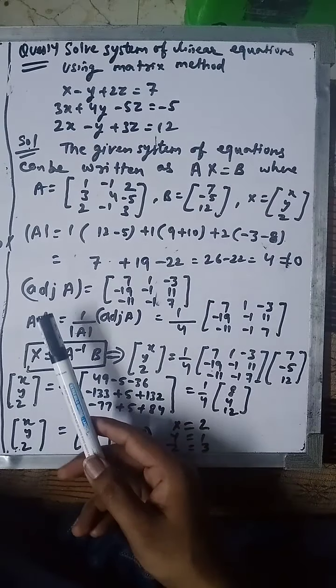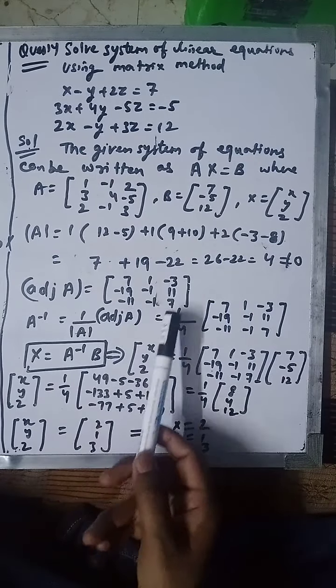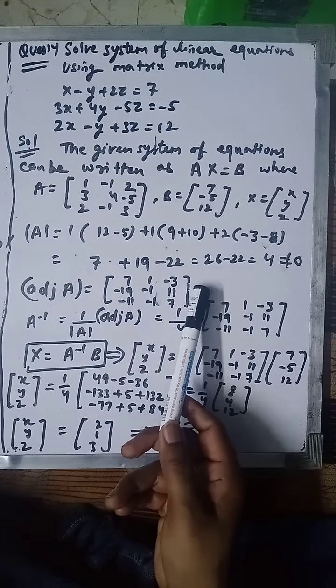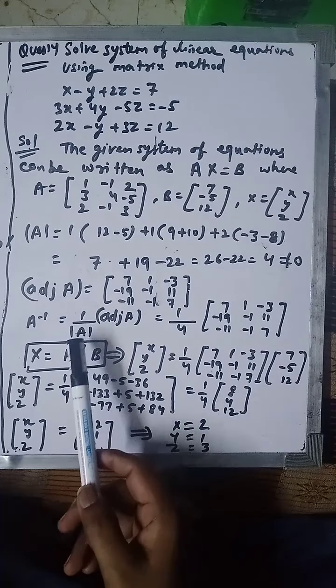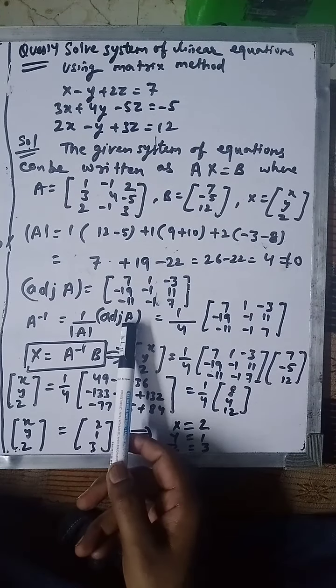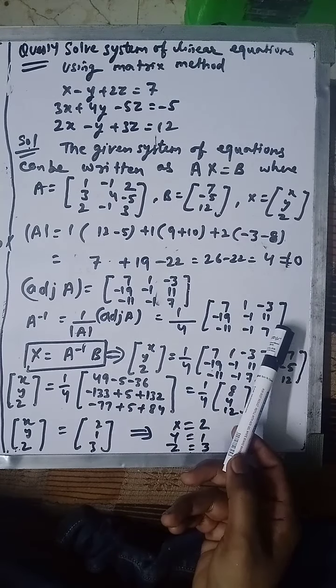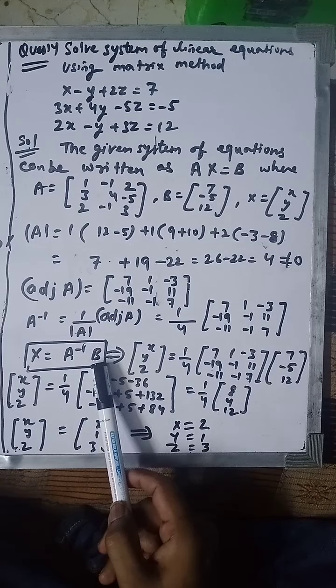Okay. So to find A inverse we need to find adjoint A. So this is your adjoint A. Fine. This calculation you have to do. I'm not showing this calculation. Okay. So your A inverse is 1 upon A determinant into adjoint A. A determinant is 4. So 1 upon 4 adjoint A is here. Okay. Now your X is A inverse B. This is the formula.